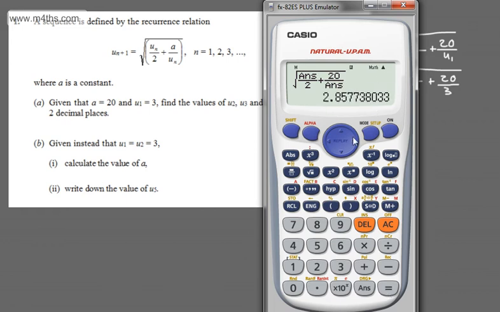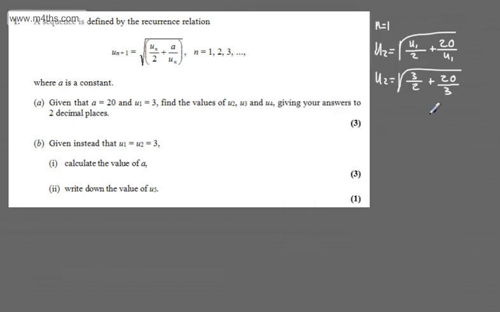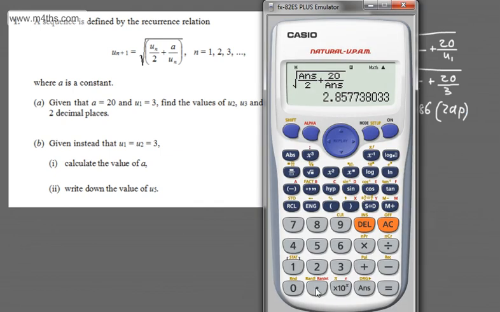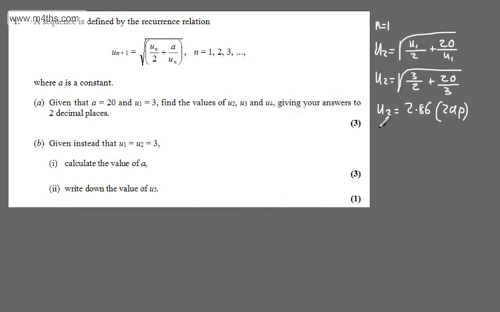So u sub 2 is 7 root 6 over 6, which is 2.86 to 2 decimal places. So u sub 2 is going to be 2.86, and that's 2 dp. At this stage, I'm simply going to hit enter. The reason I'm going to do that is because it's going to take this value in and generate u sub 3, 2.90 correct to 2 decimal places. So u3 will be equal to 2.90, and that is to 2 decimal places.